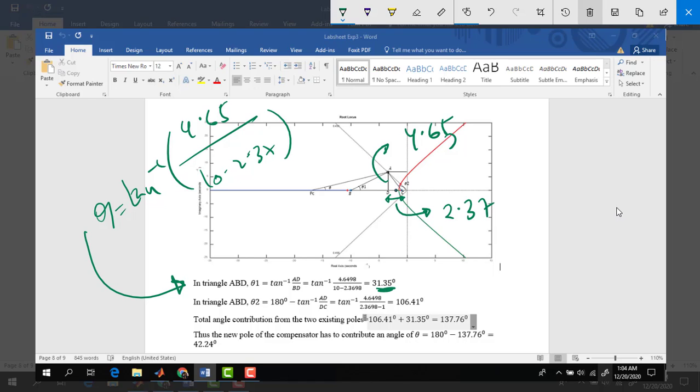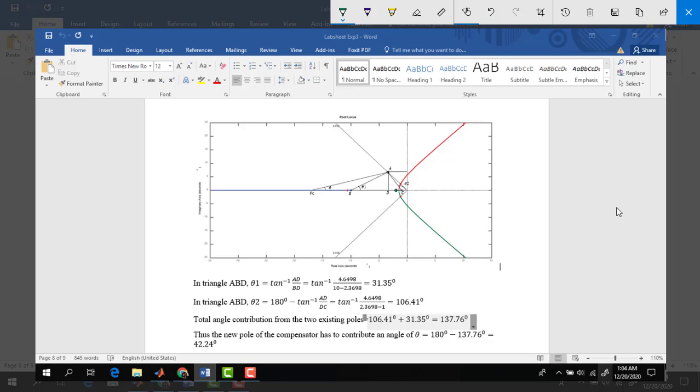Done. In the similar manner, you can also calculate theta 2. Theta 2 is basically this angle. You can easily calculate this angle because this angle is theta 2 prime, and this is tan inverse of simply 4.64 divided by this whole thing, 2.32 or 36, and this small portion is 1 obviously. So this one you can easily calculate.